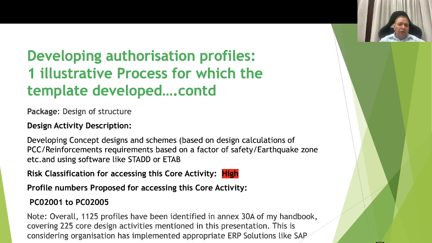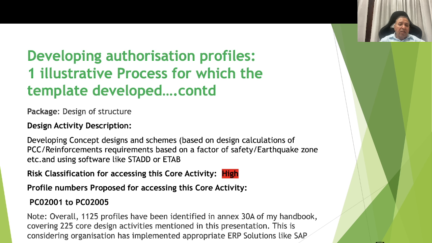Profile numbers proposed for accessing this core activity are PC02001 to PC02005, that is 5 codes have been proposed for each of those activities which I have suggested. Overall, 1125 profiles have been identified in lecture 30 of my handbook, covering these 225 core design activities which I talked about earlier.